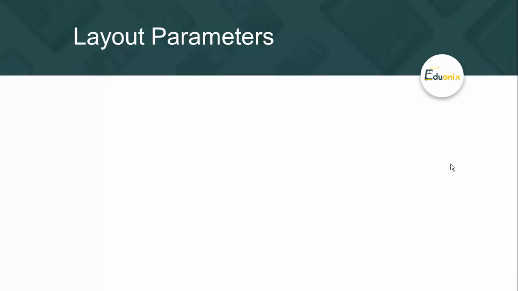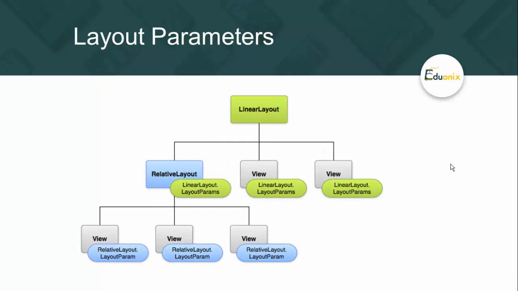XML layout attributes named layout_something define layout parameters for the view that are appropriate for the ViewGroup in which it resides. Let us look at the sample layout for an application structure. Notice that the parent ViewGroup defines the layout parameters for each child view, including the child ViewGroup. Here, one relative layout and two views are derived from the linear layout. These will have the parameters of that linear layout.